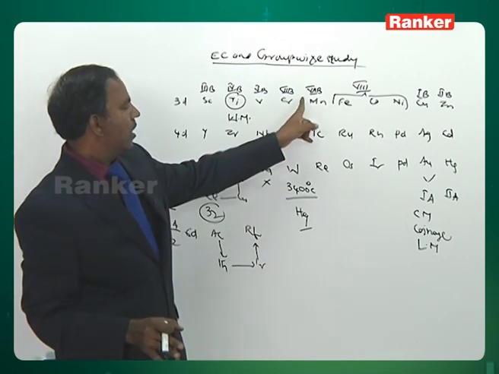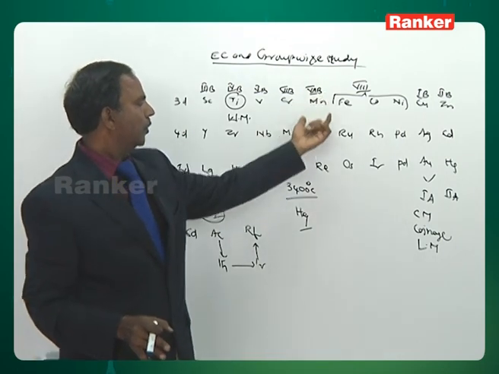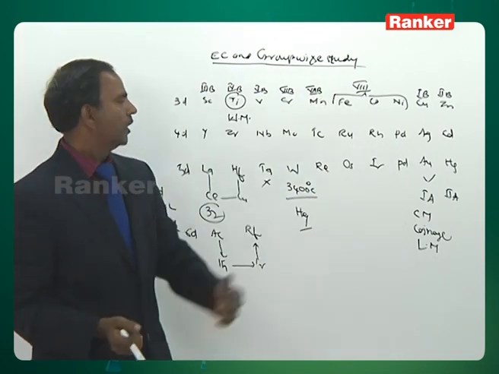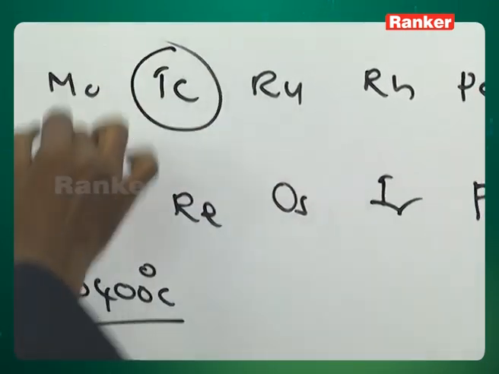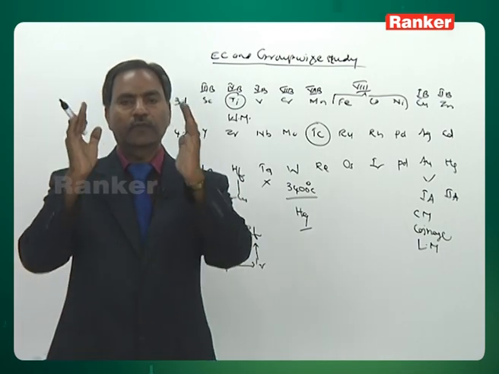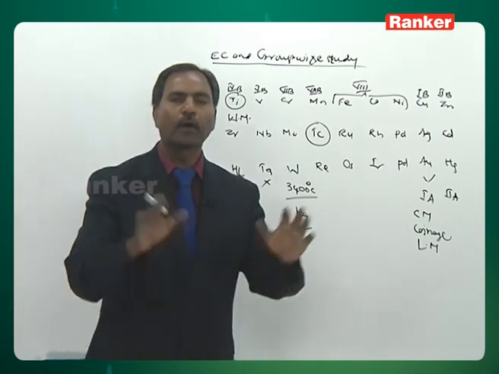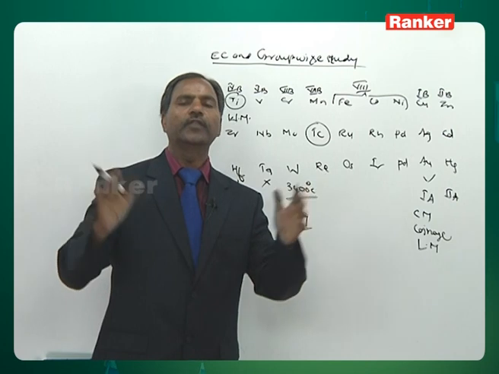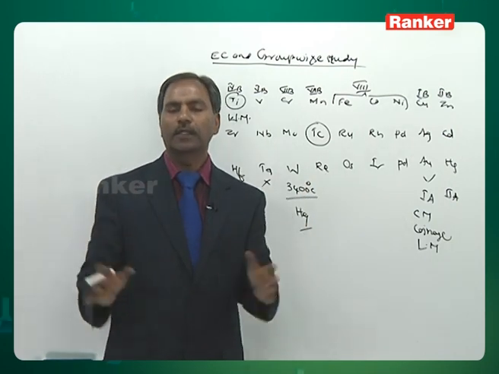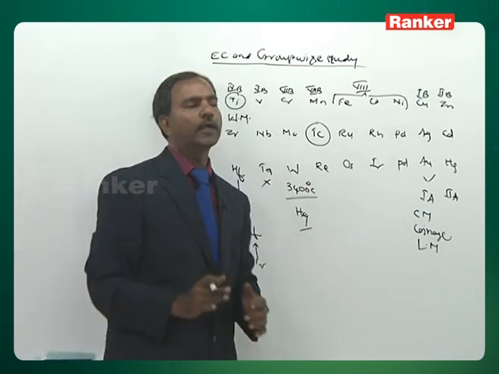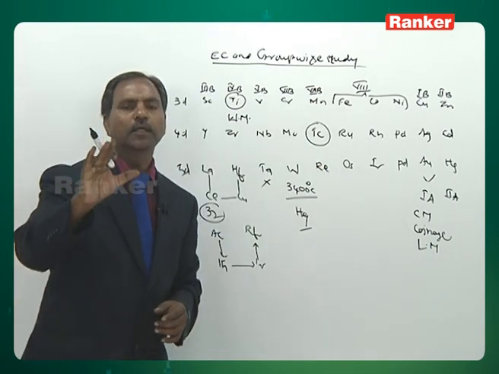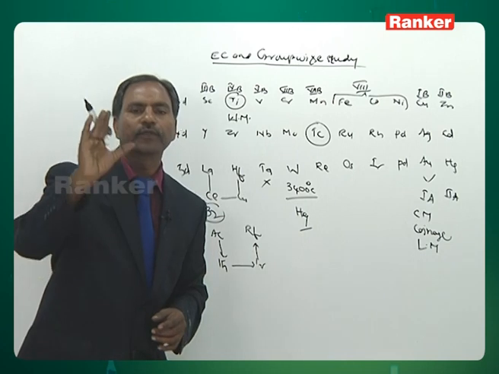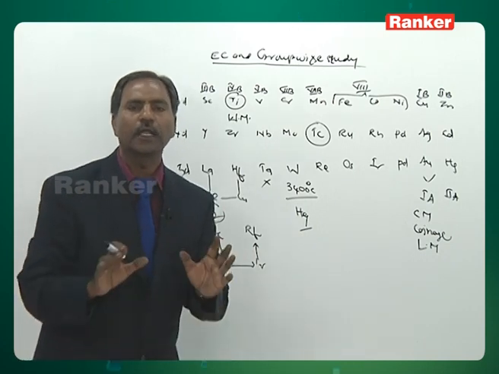Next, coming to the next point. Come to the 7th B group of elements. In this 7th B group, remember that technetium is the first man-made element. Among all the elements till now, many synthetic elements are there, but the first synthetic element is technetium. Look here, this technetium is not naturally available.